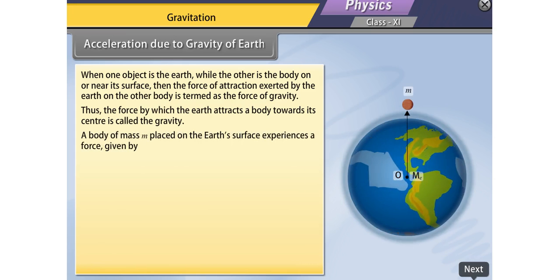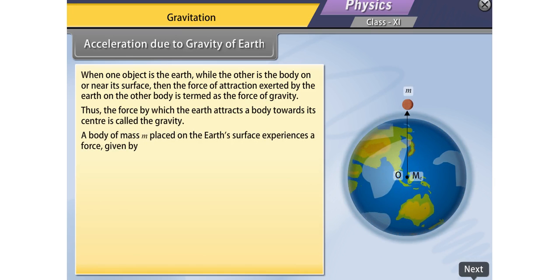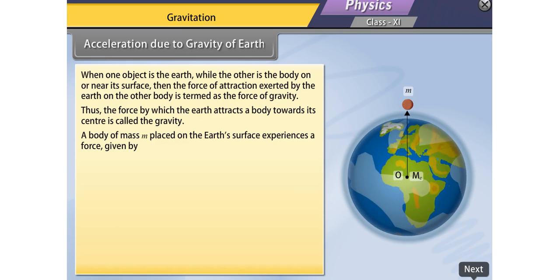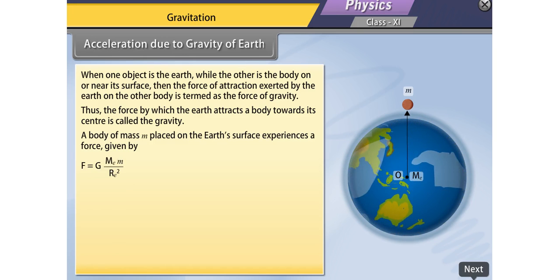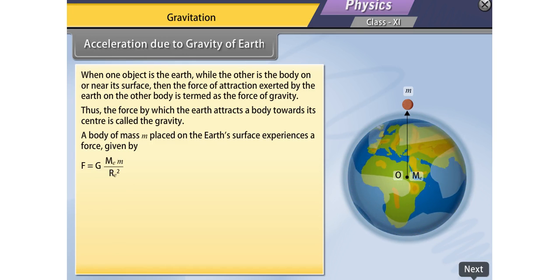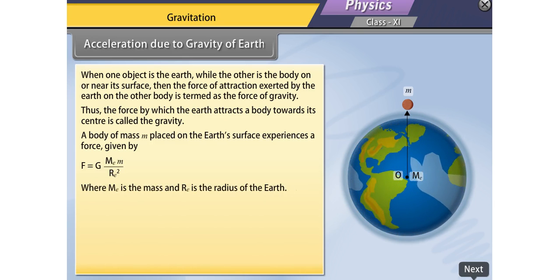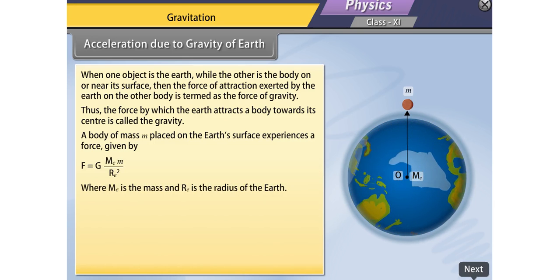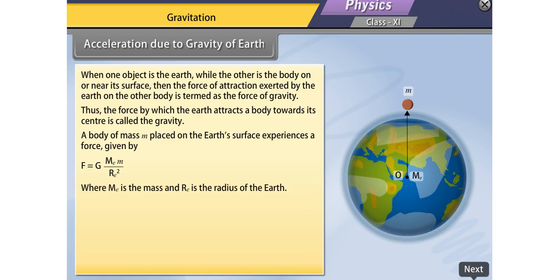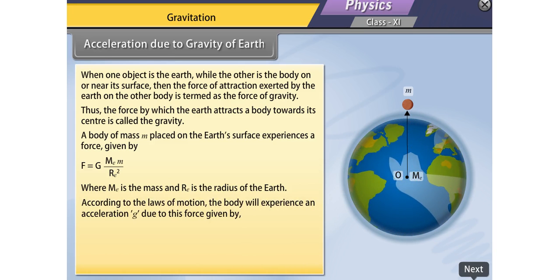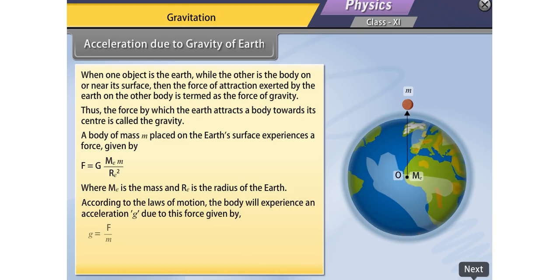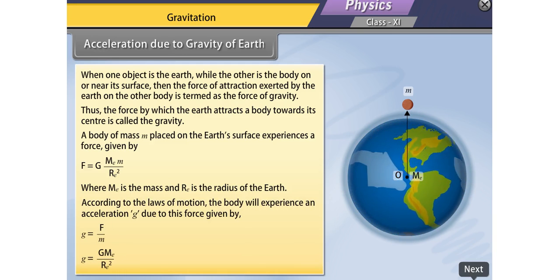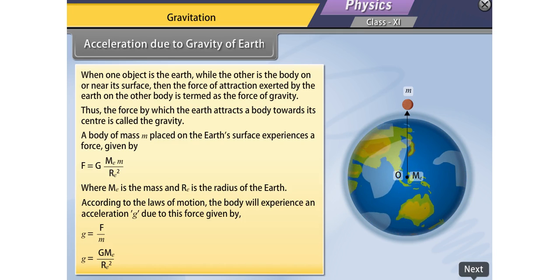A body of mass m placed on the Earth's surface experiences a force given by F is equal to G into M_E m upon R_E square, where M_E is the mass and R_E is the radius of the Earth. According to the laws of motion, the body will experience an acceleration g due to this force given by g is equal to G into M_E divided by R_E square.